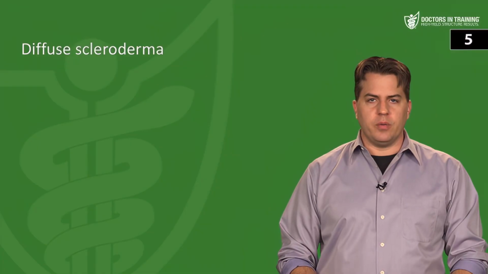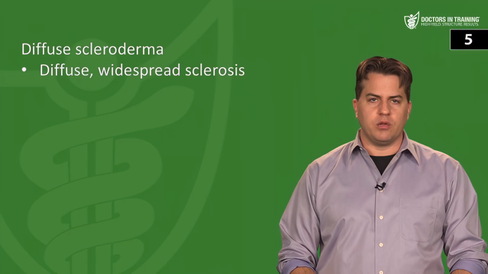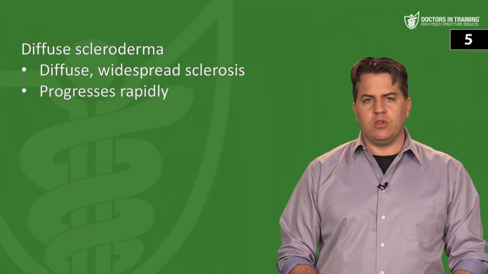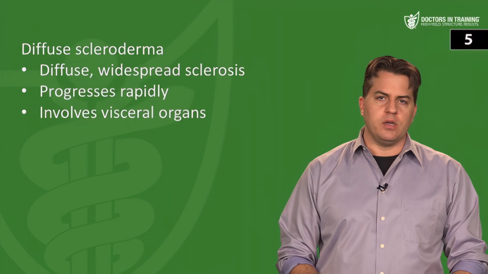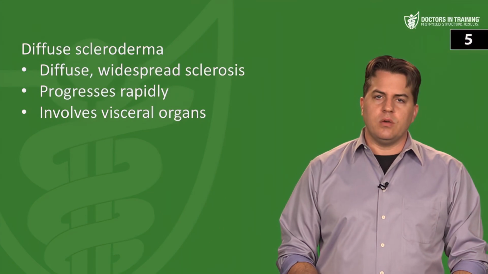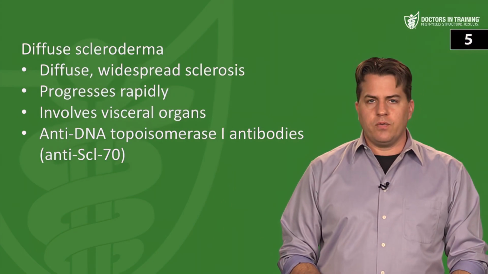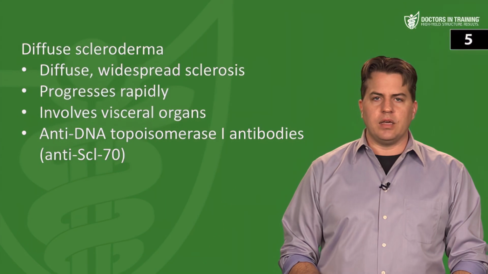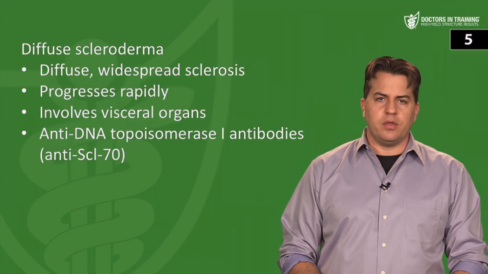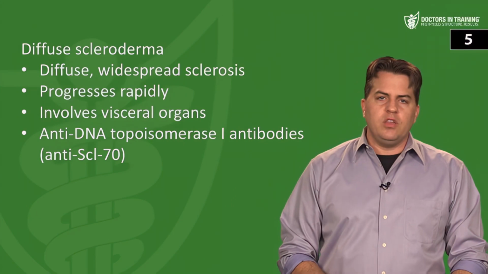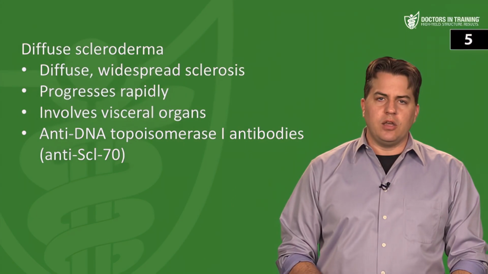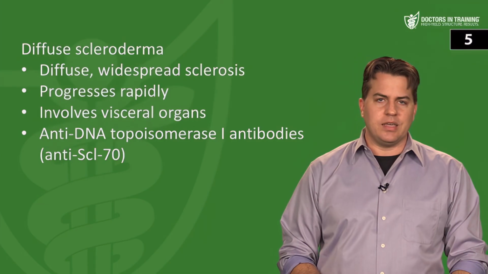There are two types of scleroderma that I want you to know for your test: diffuse scleroderma and crest scleroderma. Diffuse scleroderma is characterized by diffuse widespread sclerosis, which progresses rapidly and tends to involve the visceral organs fairly early. And diffuse scleroderma is associated with antibodies against DNA topoisomerase 1. Another name for those antibodies is anti-SCL70 antibodies. SCL is for scleroderma. You need to remember both of those names: anti-DNA topoisomerase 1 antibodies and anti-SCL70.